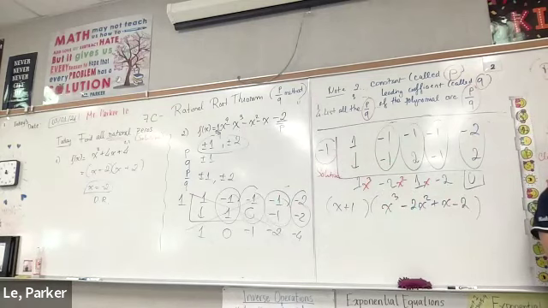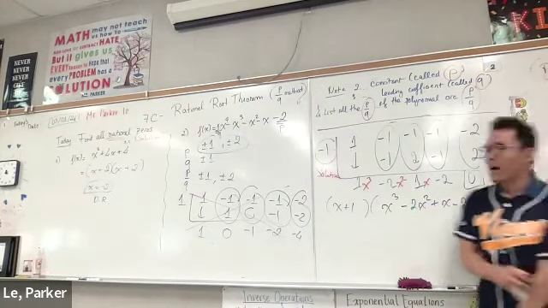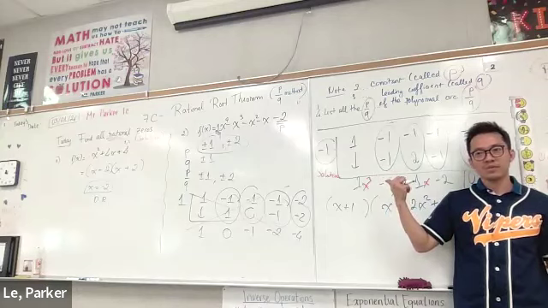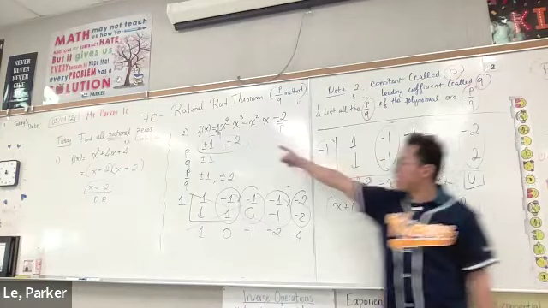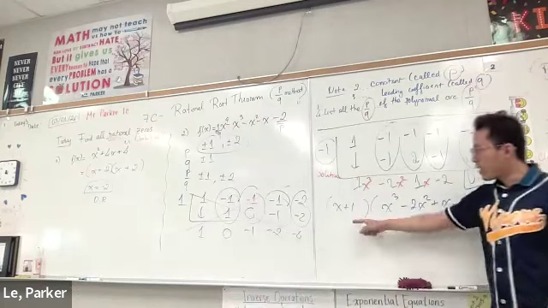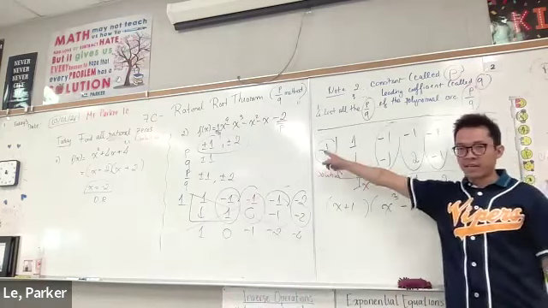Are we done yet? No, you didn't find all the solutions, okay? How many solutions should this polynomial have? 4. Why 4? Because the degree is four. Remember what I told you before? The degree indicates how many solutions you have, okay? So you already found one, it's -1.